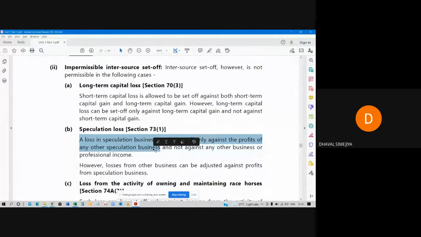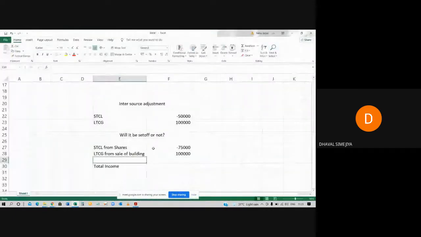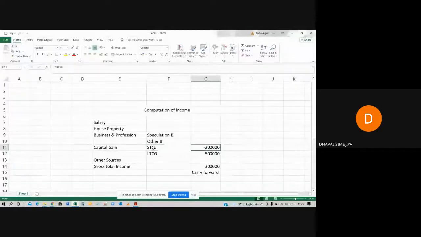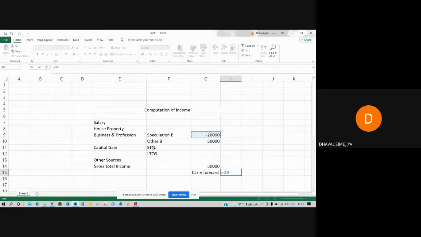Let me give you an example over here. Let's say business and profession: speculation business and other business. For example, I am facing loss in speculation business, let's say 20,000, and I am having profit of 50,000 in another business. So will it be set off? Answer is no. Your profit will be 50,000 and you will be allowed to carry forward this 20,000.